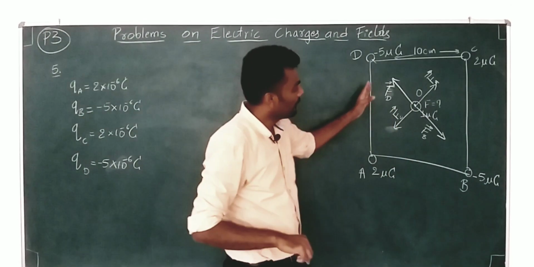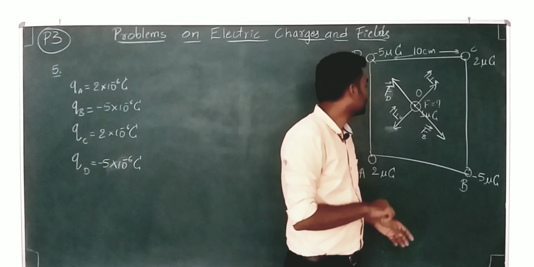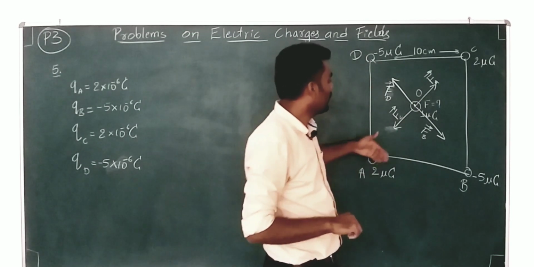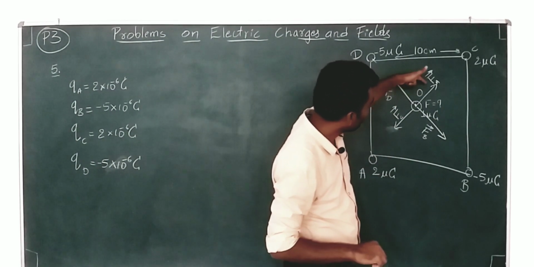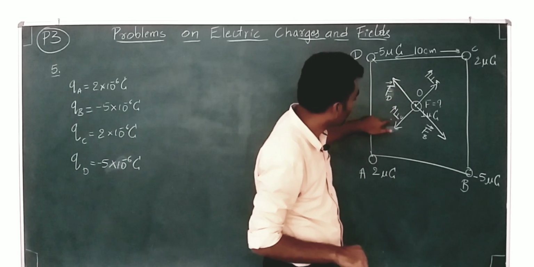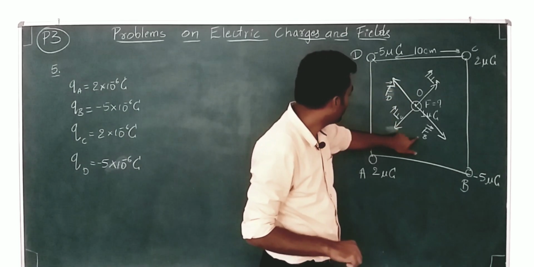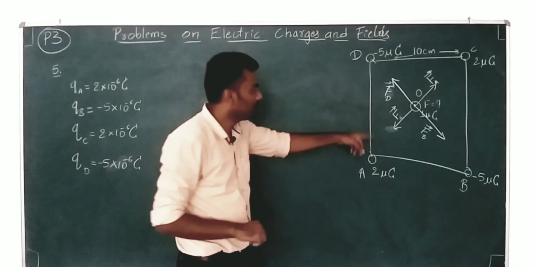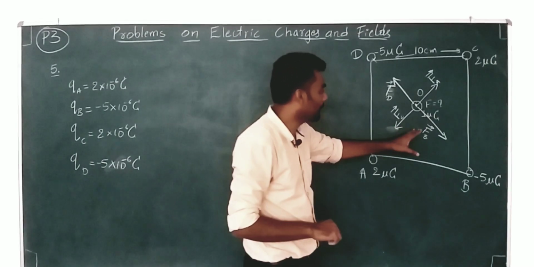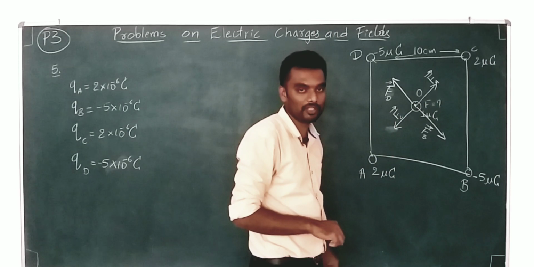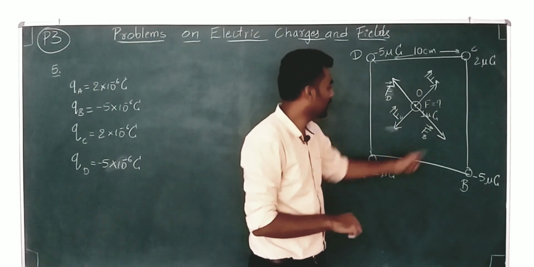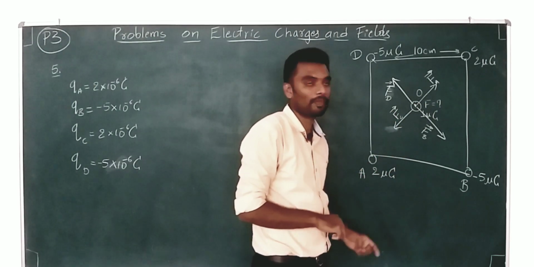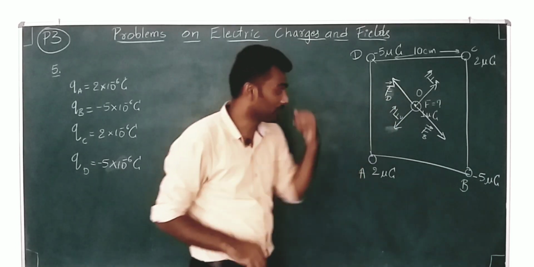Now they actually lie on the diagonals of the square. What we have come to know is FA is exactly opposite to that of FC, and FB is exactly opposite to that of FD. Now let us see what all these forces are in magnitude, because these are the directions of these 4 forces. Now how about the magnitude of these 4 forces?